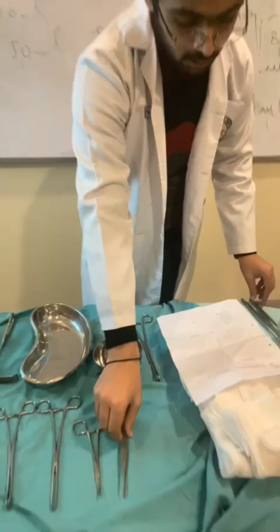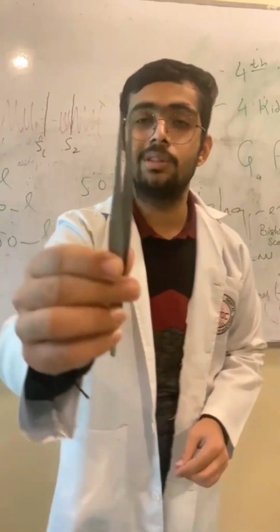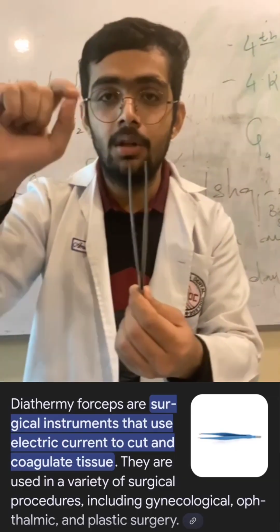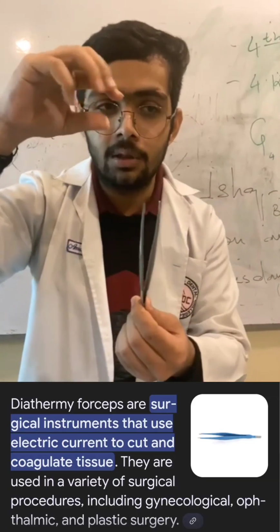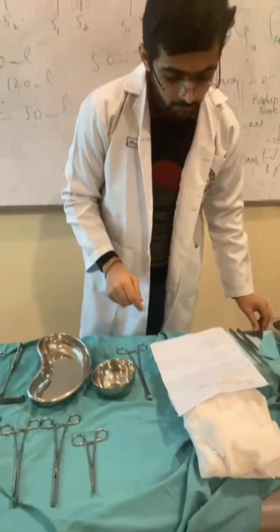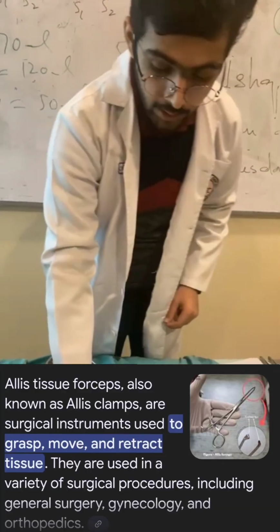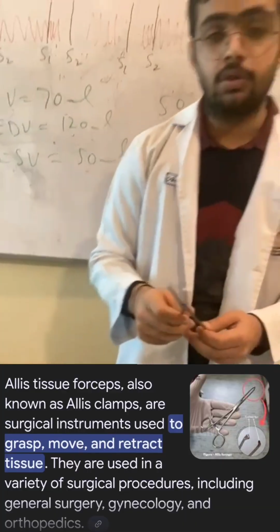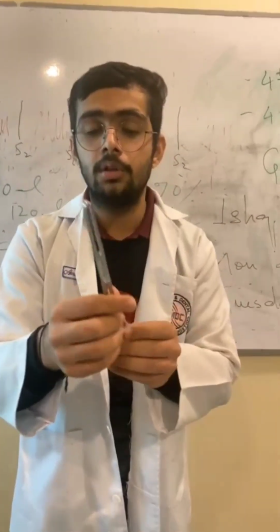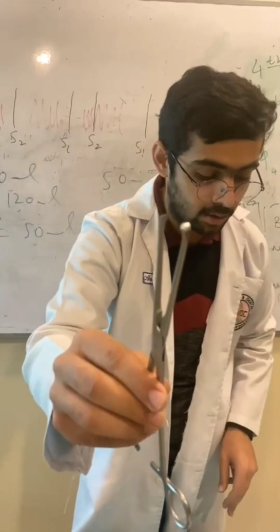Then the third one is the diathermy forceps. This is a diathermy. This is also used in the C-section, or we use the pencil, just to burn the tissue during the surgery, right? So the fifth one is the Allen's tissue forceps. We use it to take the tissue present in the body during the surgery or the C-section. So this is an Allen's tissue.